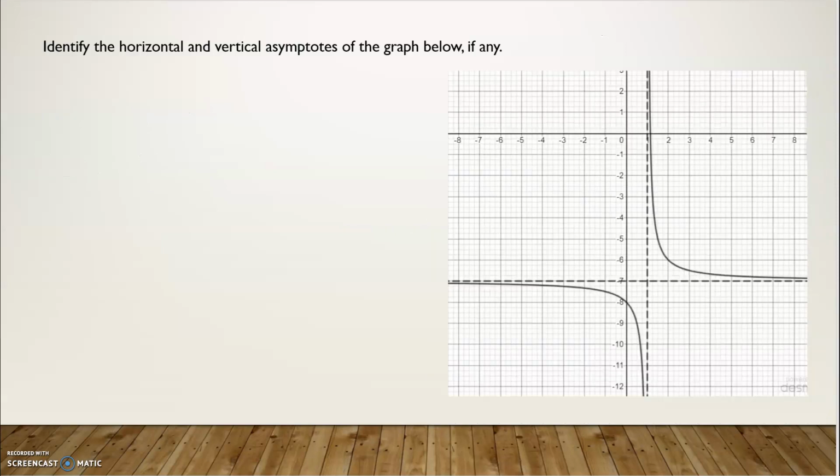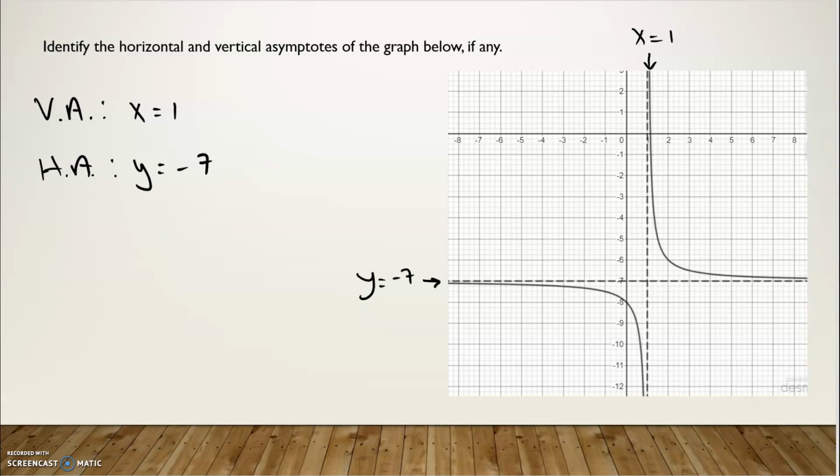Okay, let's look at this one. Okay, so this first asymptote, that looks like that is x is equal to 1. The second asymptote, that looks like that is y is equal to negative 7. So our vertical asymptote is x is equal to 1, and our horizontal asymptote is y is equal to negative 7.